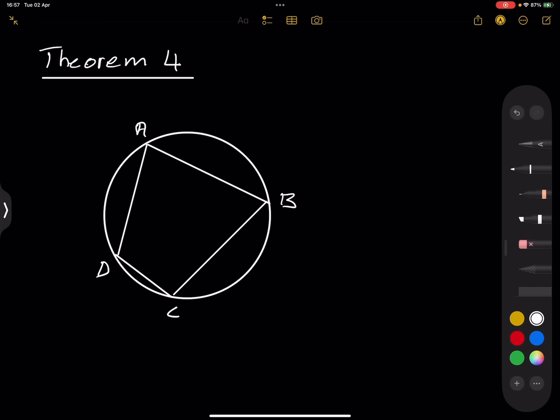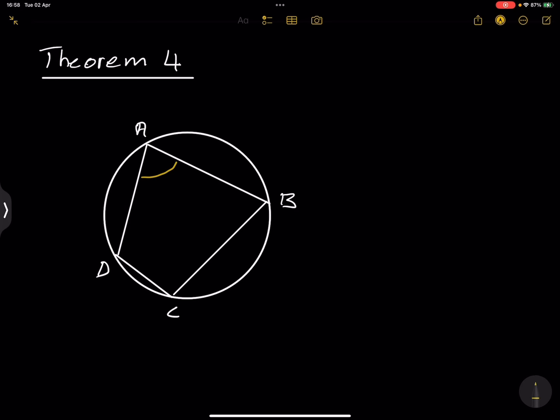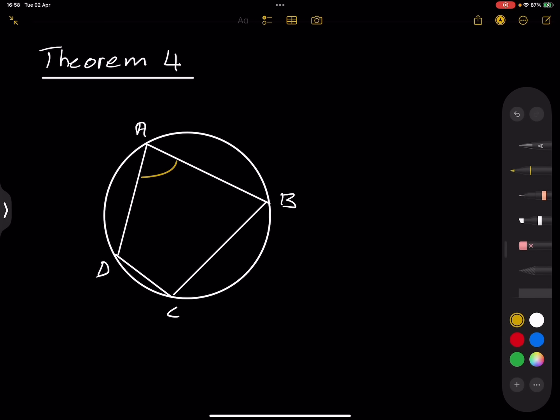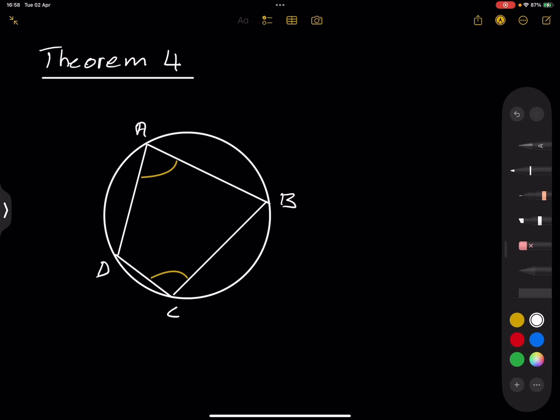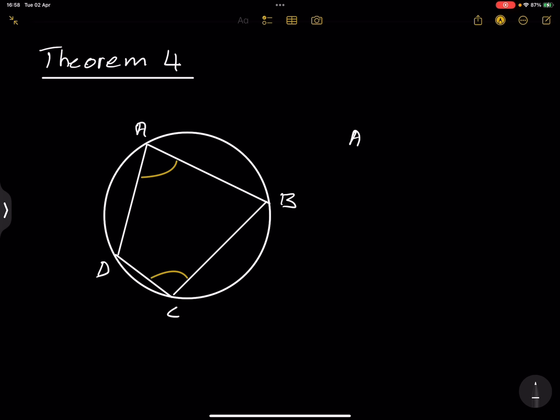Right, now the first, theorem number 4, simply says that the angles that are opposite a cyclic quad are supplementary. So the opposite angles of a cyclic quad are supplementary, meaning if I take angle A plus angle C, A plus C would be equal to 180 degrees. Note again, it means D plus angle B would also be equal to 180.